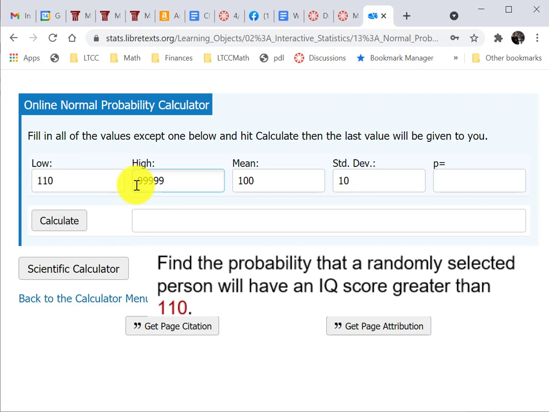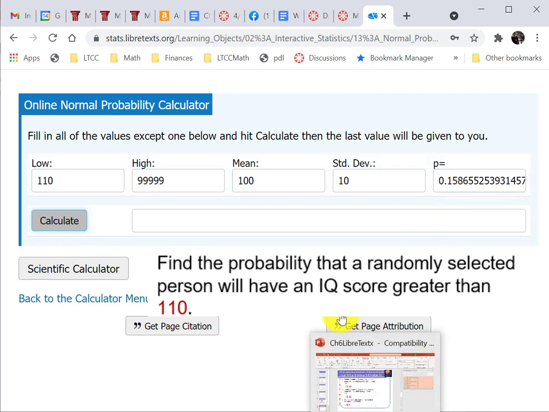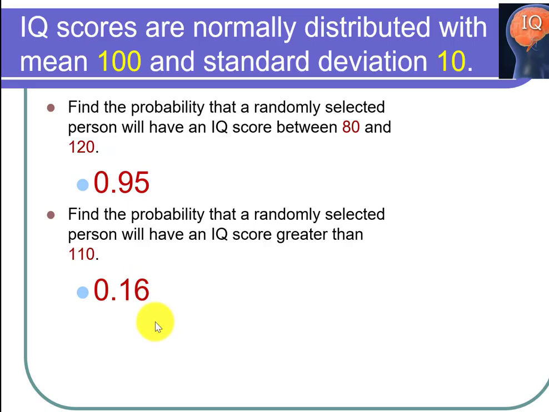And I see 3 digits, so I put in 5 9s, and that should be fine. And then I hit calculate. And there we go. I'm going to round it a couple decimals, and I get 16%, or about 0.16. So let's go back to the question. All right, so we got 0.16 for the probability of being greater than 110.